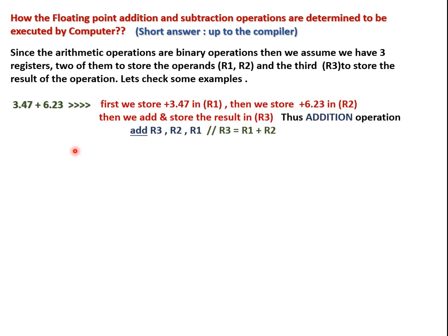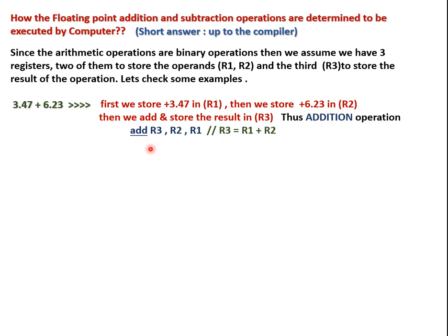Okay, and in here we will store the value 3.47 as a positive floating point number in R1, register 1. We're going to store 6.23 in R2. Then we will make the addition and store the result in R3. Thus, in here, it's clear that we have addition operation.